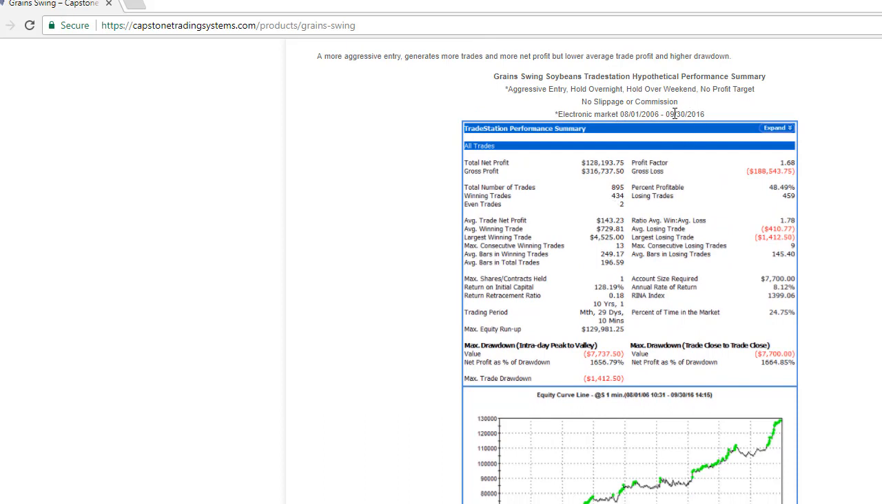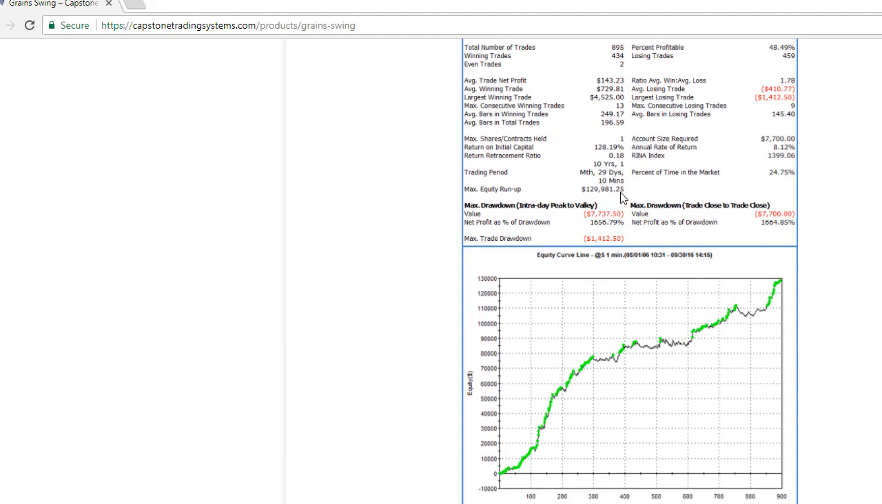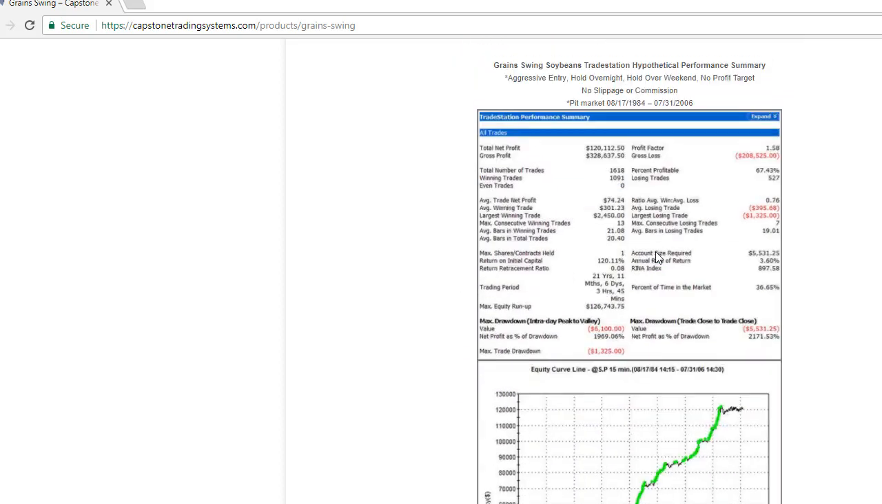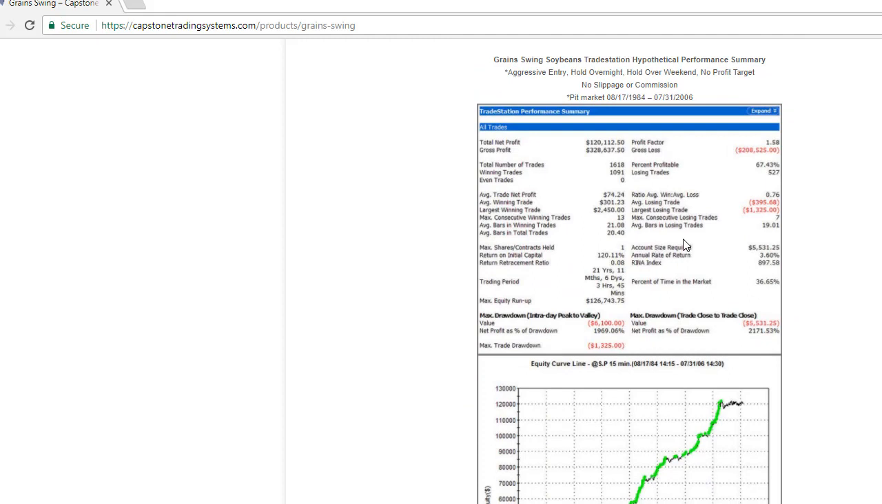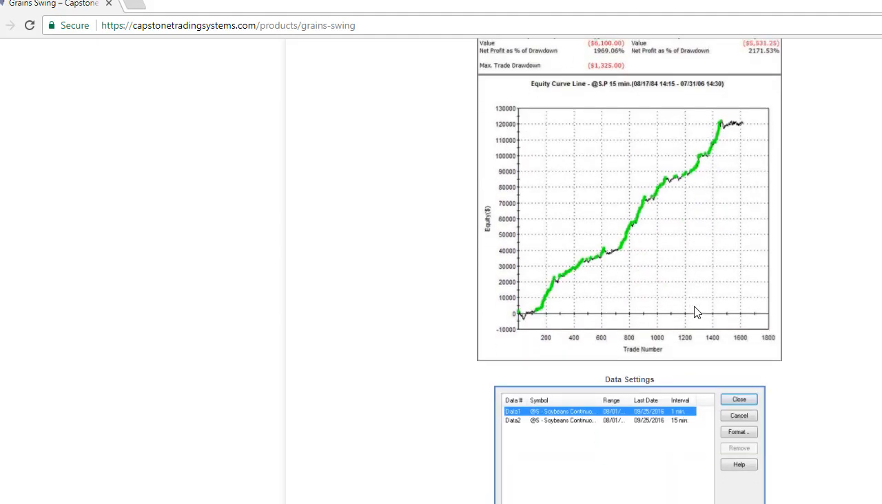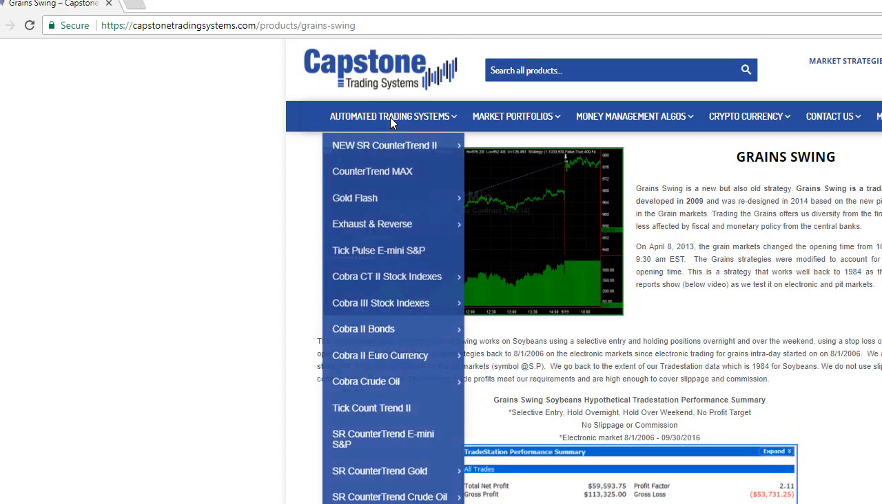And then here is the more aggressive version since 8/1/2006 through September 30th, 2016. And you see the drawdown is bigger. Obviously 77,37.50, 895 trades. Average trade profit is 143. And here it is on the pit market from August of 1984 through July 31st, 2006. You see 74.24 average trade profit, $6,100 drawdown. It kind of goes sideways here at the end of this period. And so those are all the stats, and I have it in MultiCharts as well.